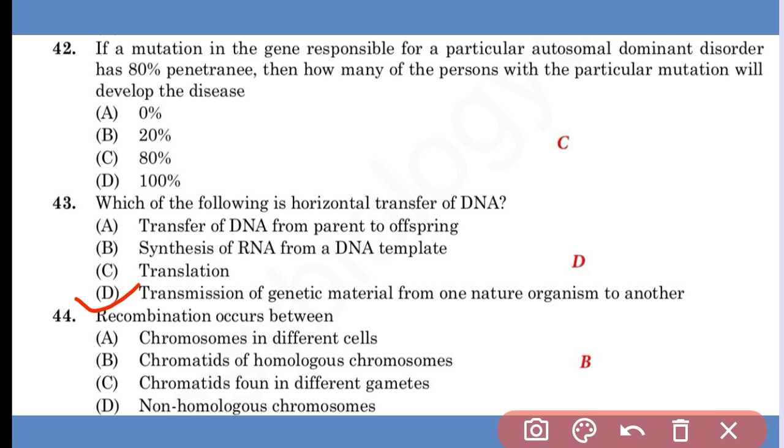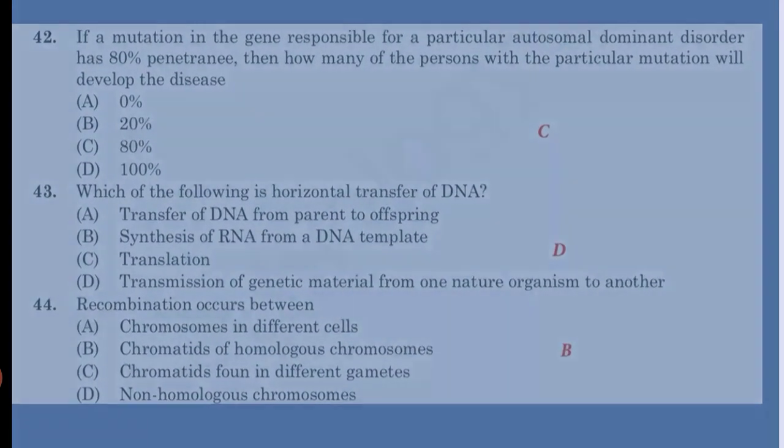And in transduction, through the help of bacteriophage, there is a transfer of genetic material from donor to recipient. So option D is the answer to this question. Then the next question, recombination occurs between... it is a question related to cell division. It occurs in between the chromatids of homologous chromosomes. Option B is the answer.